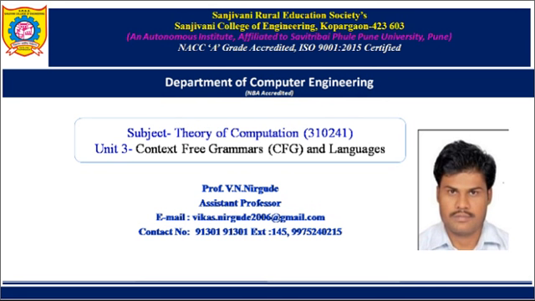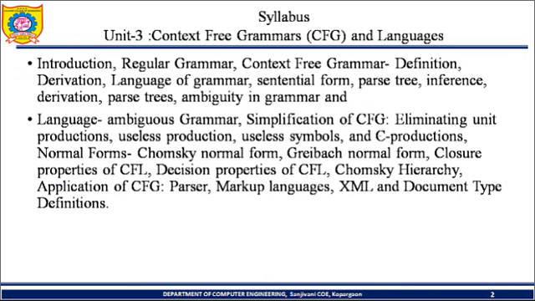In today's lecture, we are going to start unit number 3, that is context-free grammar and languages. This is the syllabus, and in this unit we want to discuss the introduction of CFG, regular grammar, context-free grammar, its definition, how to derive using a given grammar, language of grammar, sentential forms and parse tree of the given grammar, how to perform the derivation, how to draw the parse tree, ambiguity in the grammar and languages.